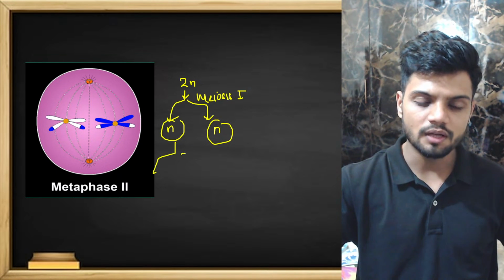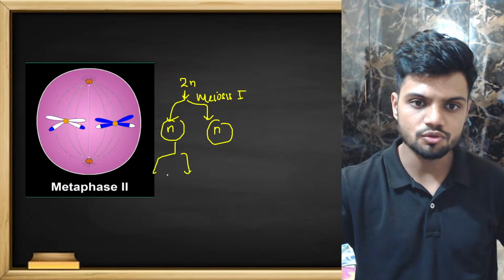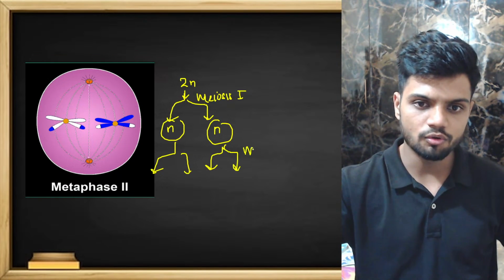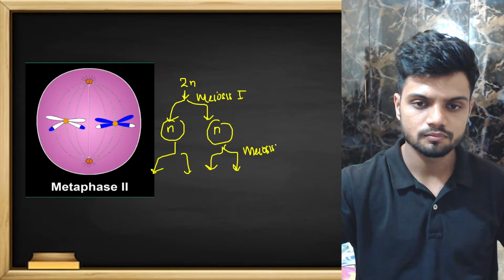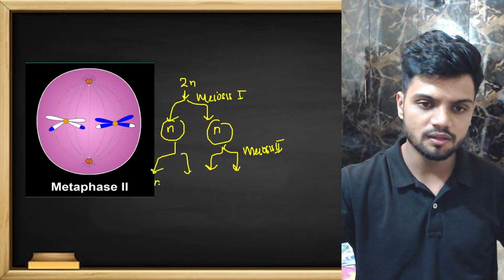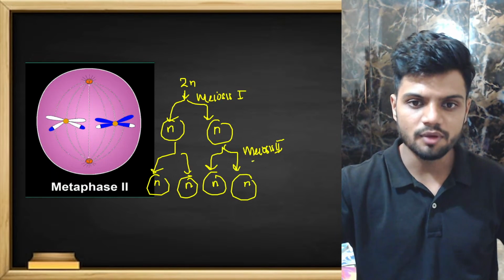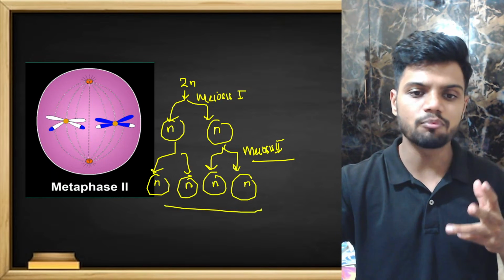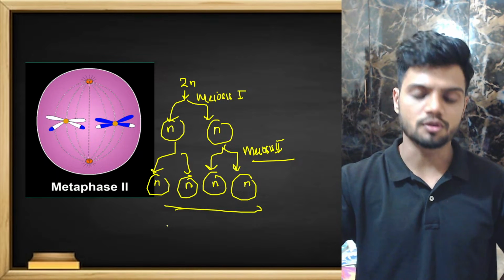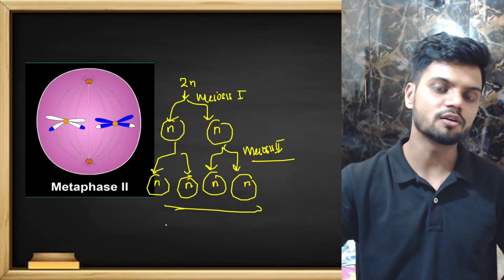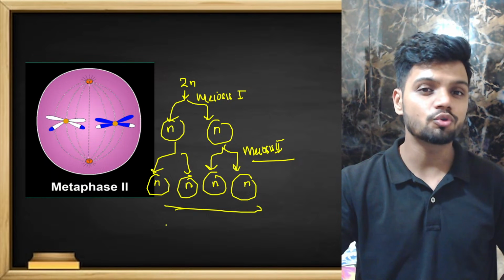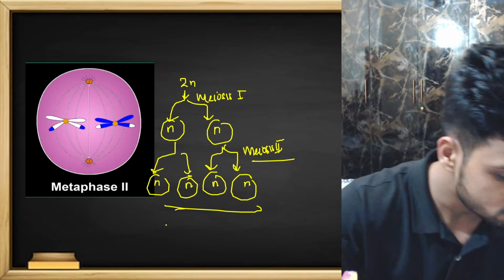Now they undergo meiosis 2, which makes haploid cells again. There is no change in ploidy. In meiosis, there is no change in ploidy. So, 4 haploid cells at the end of meiosis. 4 haploid daughter nuclei.